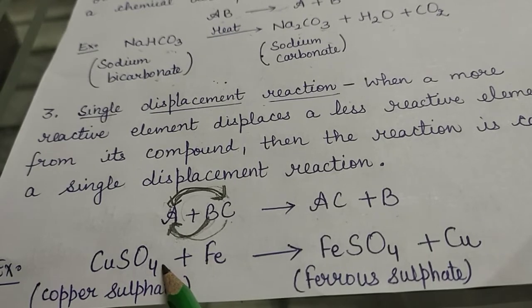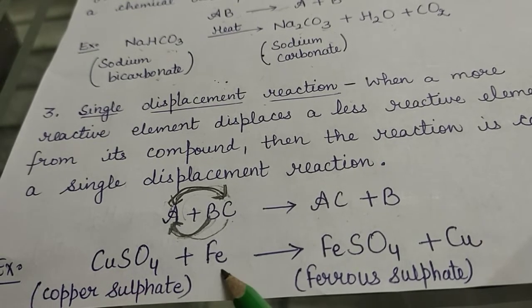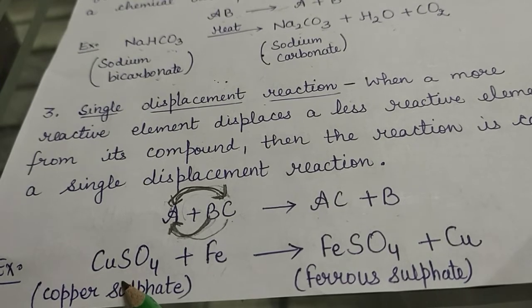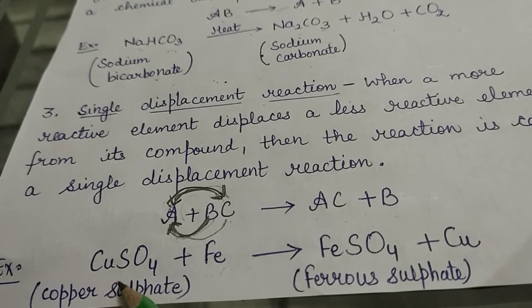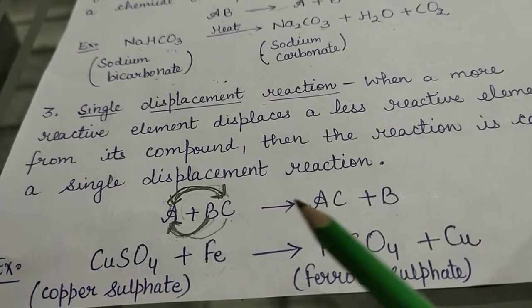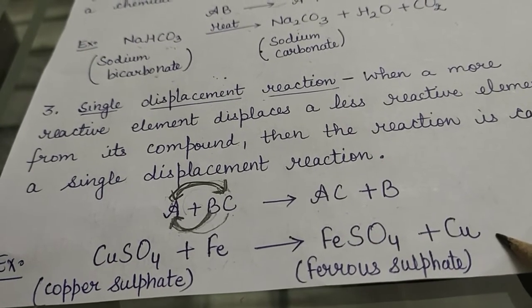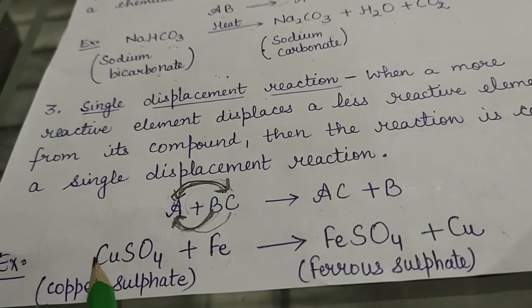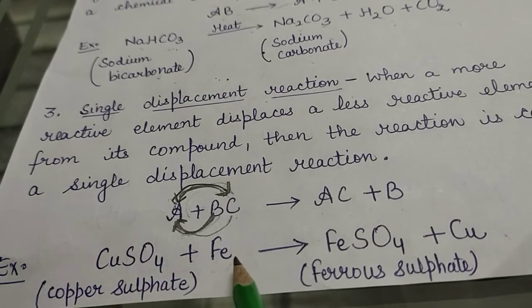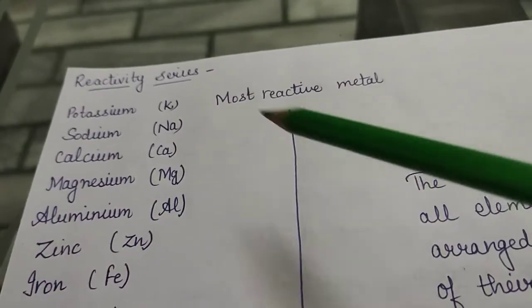Now consider one more example, that we are having what? Copper sulfate, that reacts with iron, and iron is more reactive than copper, so it takes the place of copper, or we can say that it displaces copper from its solution and forms what? Ferrous sulfate plus copper. Okay. Now the question arises that how you will come to know whether copper is more reactive or iron is more reactive. For that, students, we are having what?